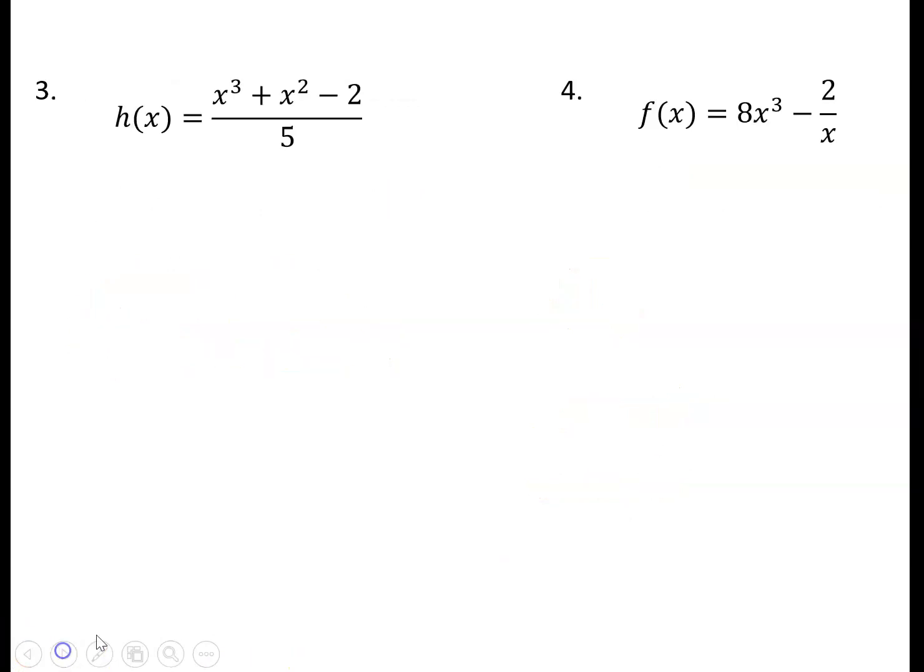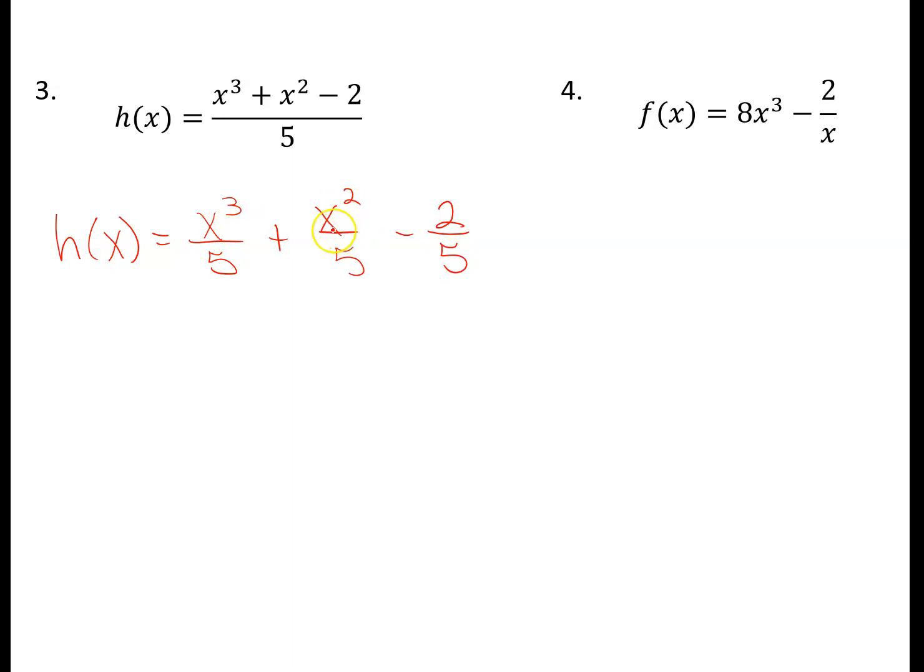Okay, let's try a couple more. Number 3 looks a little different. You could rewrite it if you would like. I'm going to go ahead and show you that. Remember, when you have one term on bottom, it could be written underneath each term on top. So we could put it underneath each. Then I'm going to show you one other thing.